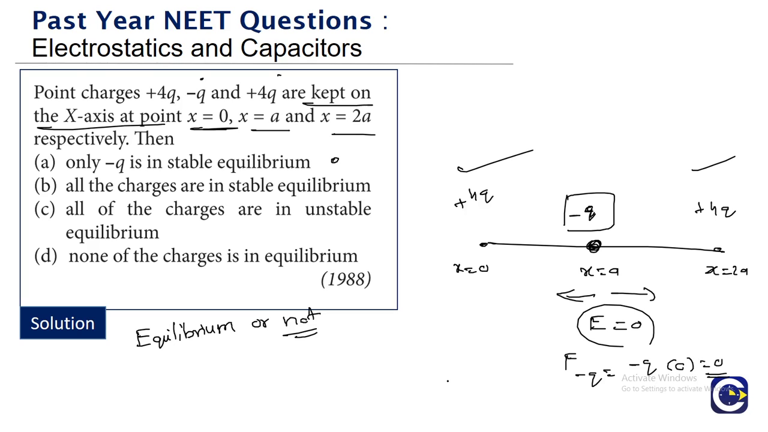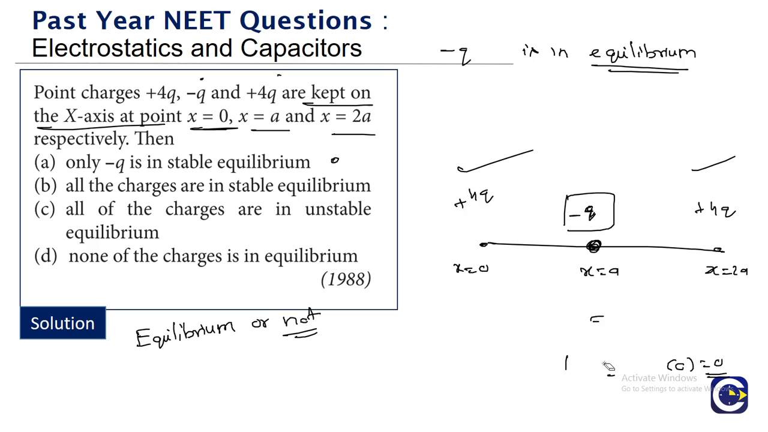It is going to be 0. Means the minus q is in equilibrium. That we are able to conclude. The minus q is in equilibrium. Now let us try to focus on the other two charges. See, other two charges, they are identical. One is on this side, distance a from the minus q charge, other is on the other side.